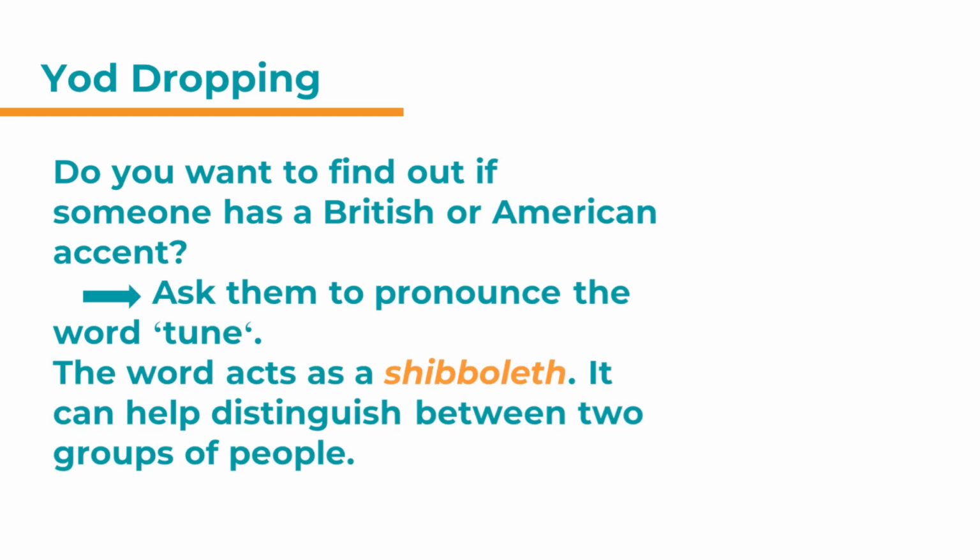And therefore we say that this word tune really acts as a shibboleth. Now what is that, you might ask? It's another Hebrew word. A shibboleth is a word or something really that can help distinguish between two groups of people. So try it out and see if you can identify where this accent is from. Now, I would be saying tune with a y, and that obviously gives it away that I do not really have an American accent. My accent is more British.